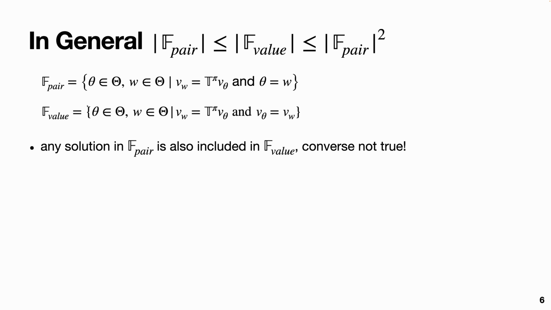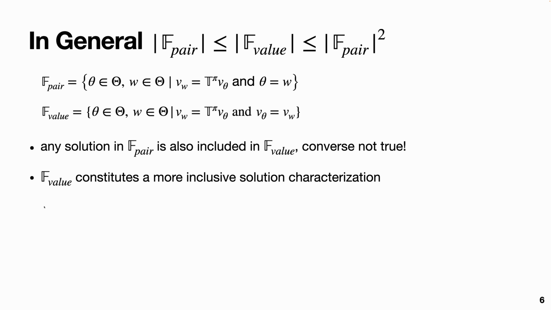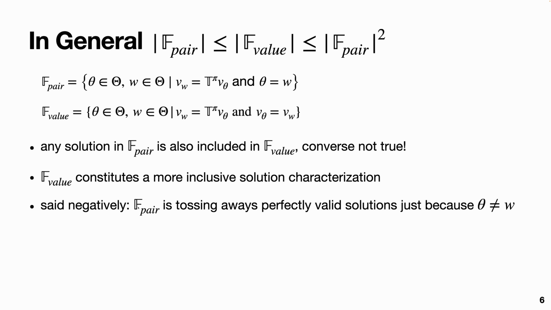There are perfectly valid solutions in F value that are not included in F pair simply because the two parameters are different, even though the value functions are the same. And so F value constitutes a more inclusive solution characterization for the original problem. F pair is in fact tossing away perfectly valid solutions like I mentioned before.